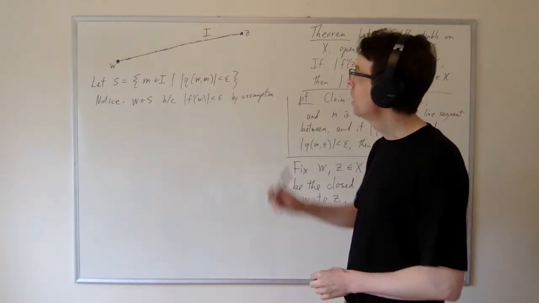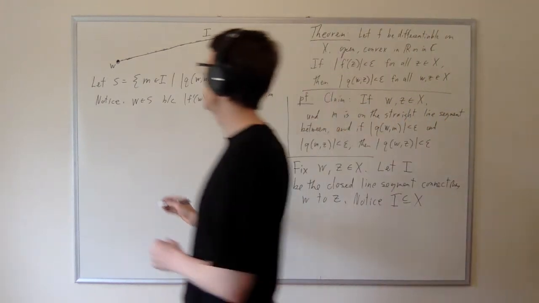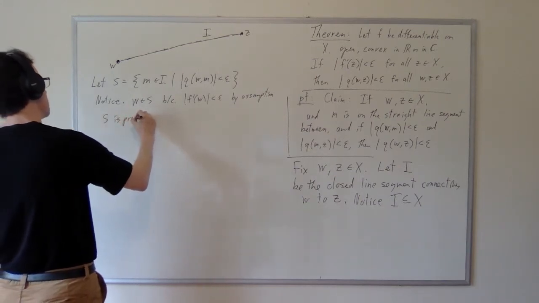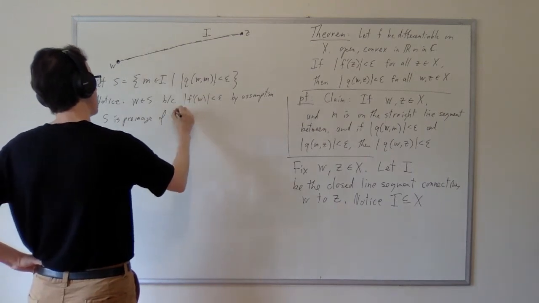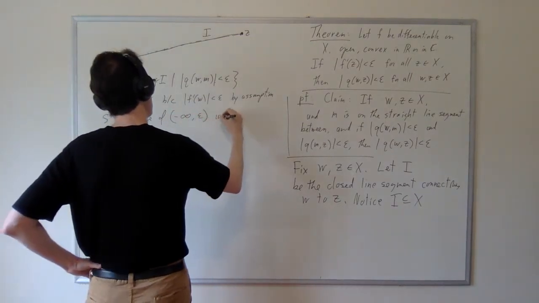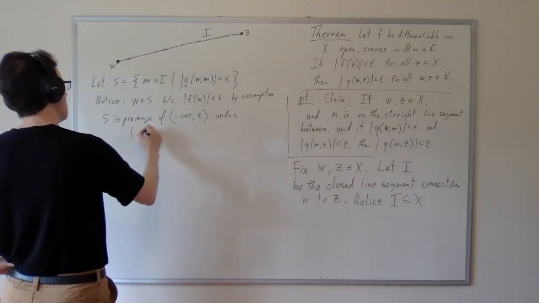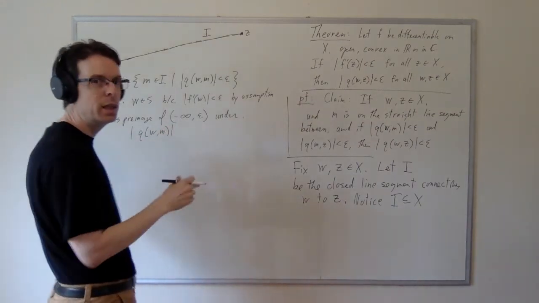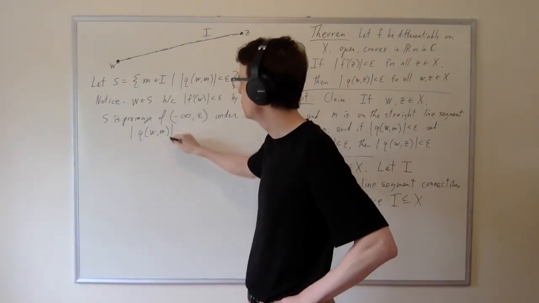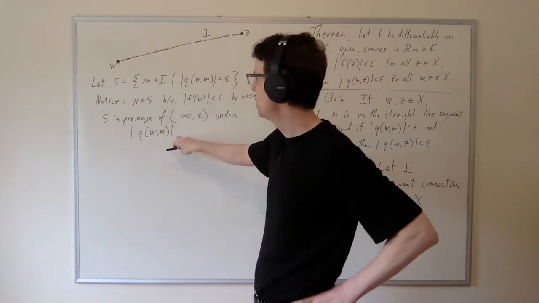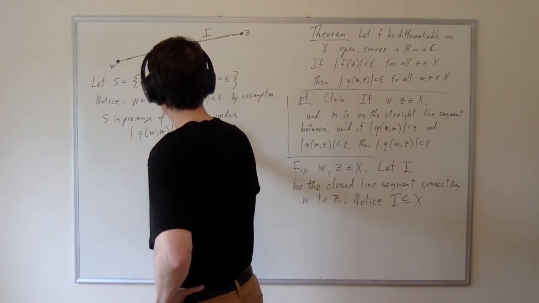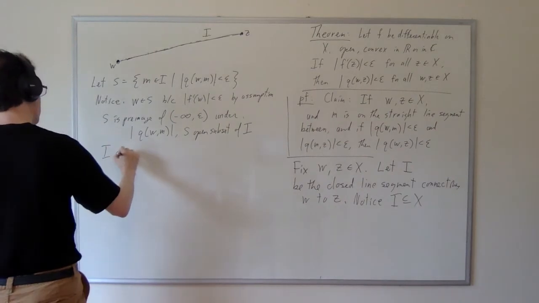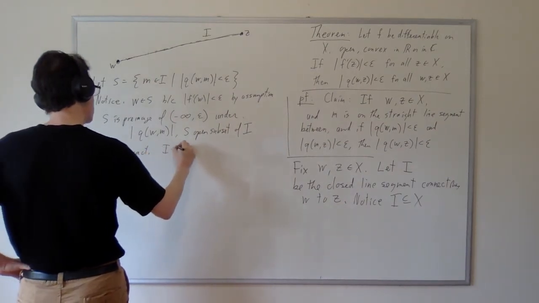Now let's think topologically. S is an open set. Why is this? Well, it's an open subset of I, that is. Why is S open? Because S is the preimage of the set from minus infinity to epsilon under the continuous function, which is the modulus of Q(W,M). Notice that modulus is a continuous function, and Q is continuous in M for fixed W. And so this is a continuous function. So we have a preimage of an open set under a continuous function. So S is an open subset of I, that is in the relative topology of I. And I is compact. And that means that I minus S is also compact.